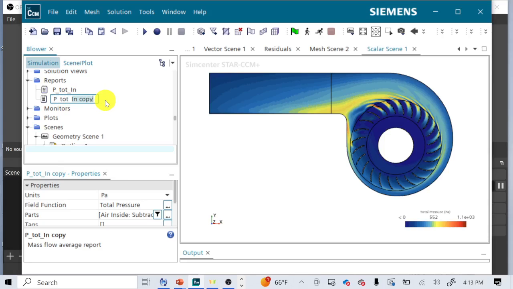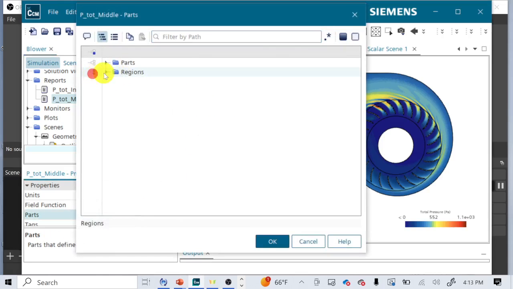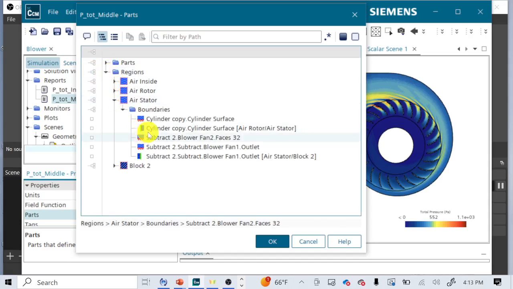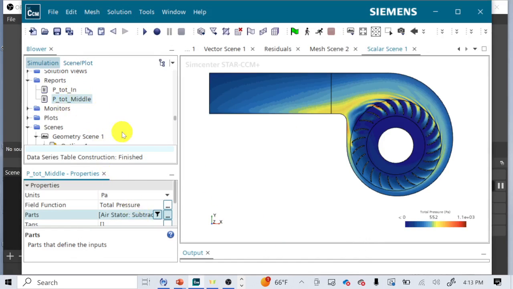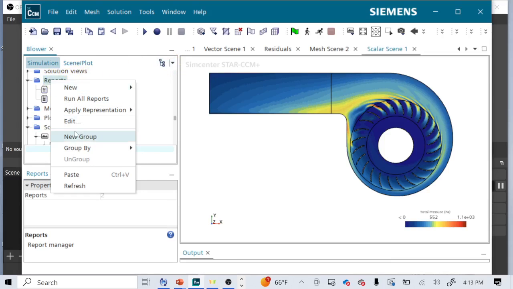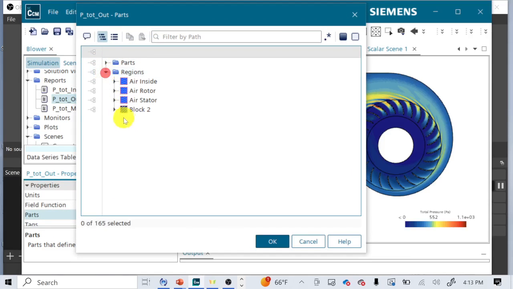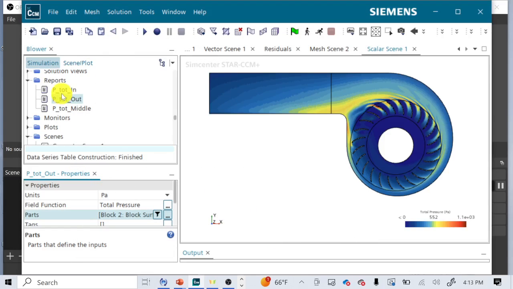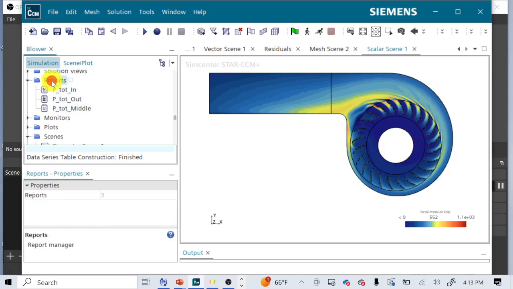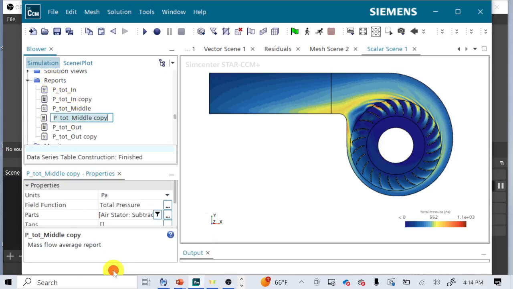I'm going to say P total middle, which is going to be right here, is where we're going to measure this. For this one, it really doesn't matter which side of the interface you measure on, but I'm going to measure on the right-hand side of this interface. And then if we paste again, we can measure total pressure out as well. So if we look at the total pressure on the outlet, we can do the same thing with static pressure. I'm just going to literally copy all three of these and then rename them.